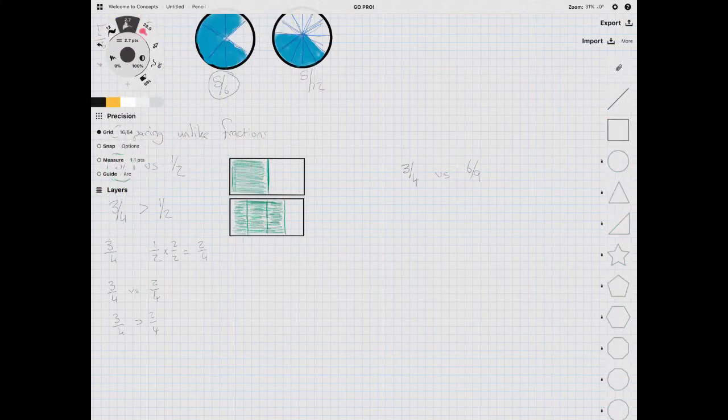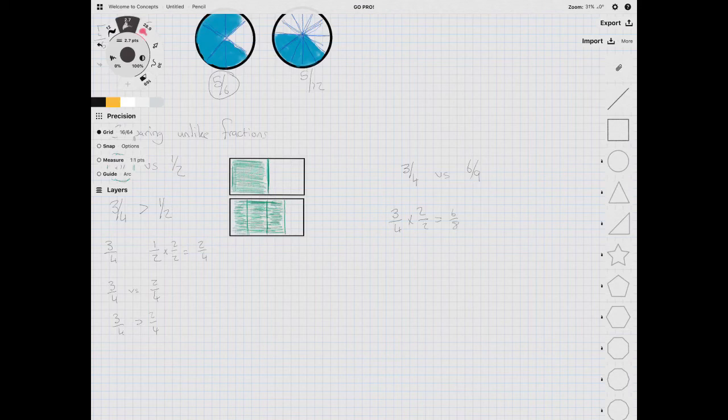The first thing we do is ask, how do I get 3 to become 6? I need to multiply it by 2. Can I multiply this just by 2? No, we cannot just multiply by 2. We need to multiply by 2 over 2, because that's the same as multiplying by 1, which means we will get an equivalent fraction. It's equal to itself. So this is going to give me 6/8. 3/4 is equal to 6/8.